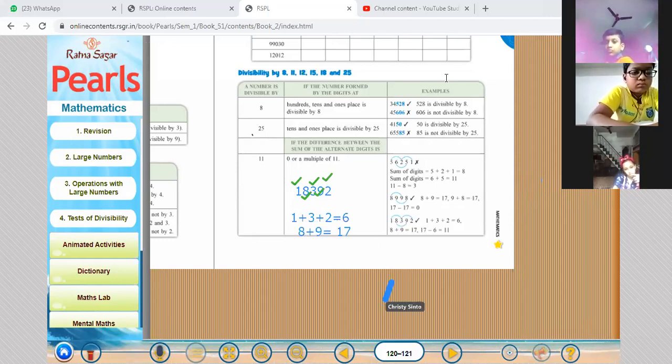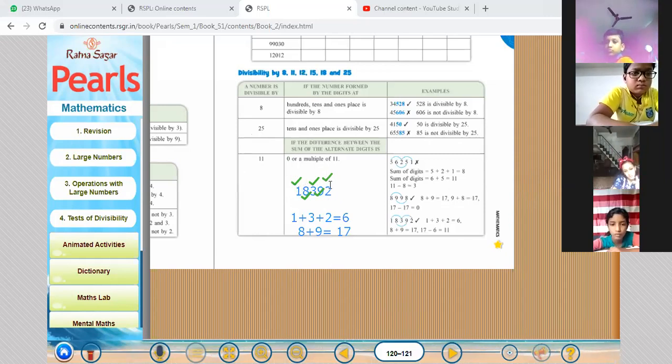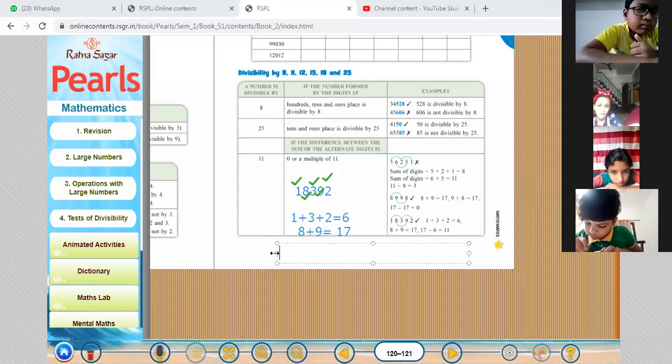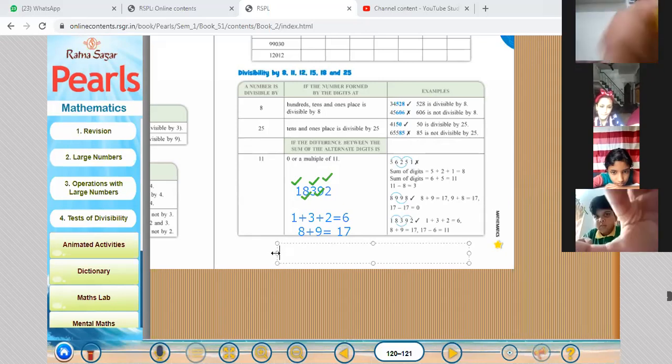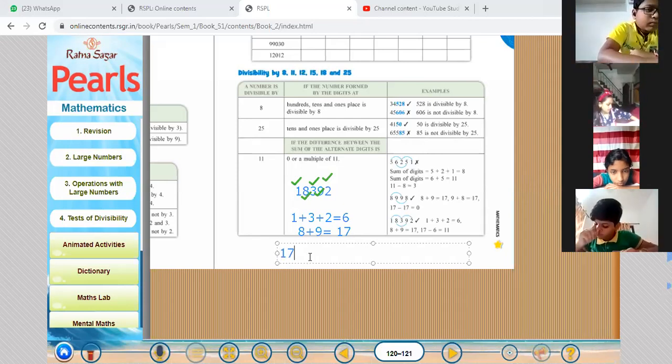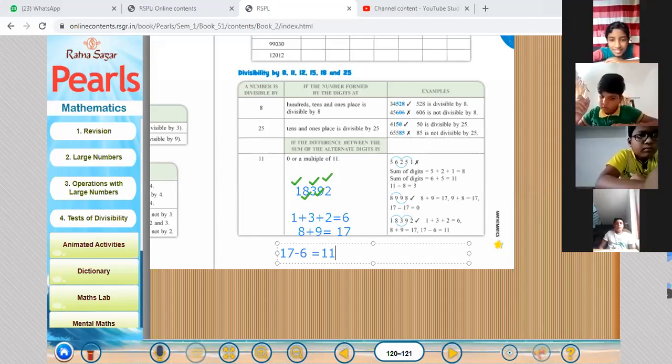First we find the alternate digits. The first pair of alternate digits is 1, 3 and 2, and the second pair is 8 and 9. In the first pair, we get the sum as 6, and in the second pair, we get the sum as 17. Now we have to find the difference between the sums. That is 17 minus 6, which is 11. 17 minus 6 is 11 itself.